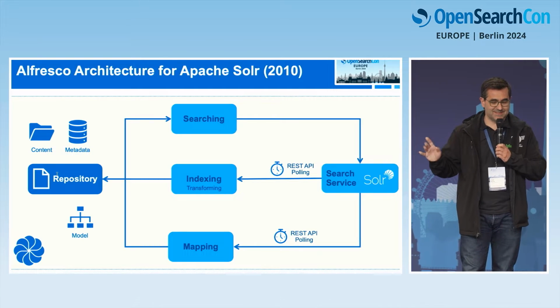At the moment, OpenSearch didn't exist. So we started with Elasticsearch, and then we moved to OpenSearch. Okay, so this was the original architecture. We have a repository with documents, metadata, and so on. And then we are doing the classical searching with our REST API. Nothing has changed from that.